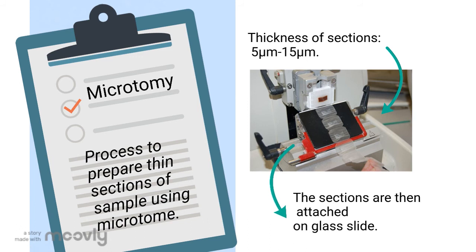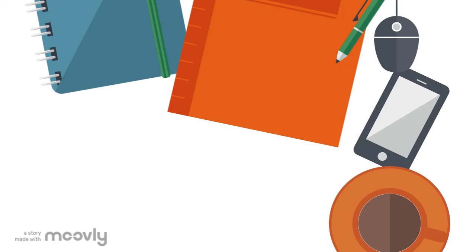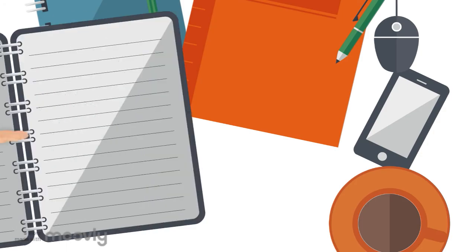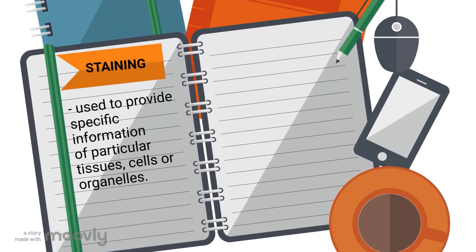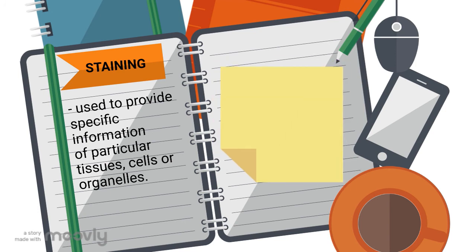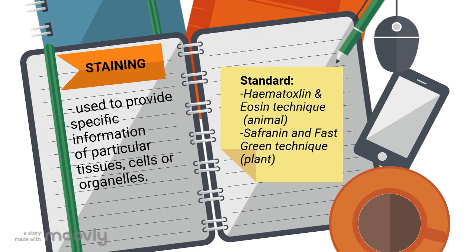The thickness is usually from 5 micrometers to 50 micrometers. Next comes staining. This method is used to provide specific information of particular tissues, cells, or organelles. By the way, after staining, there's another step you should do, which is mounting. Remember that.